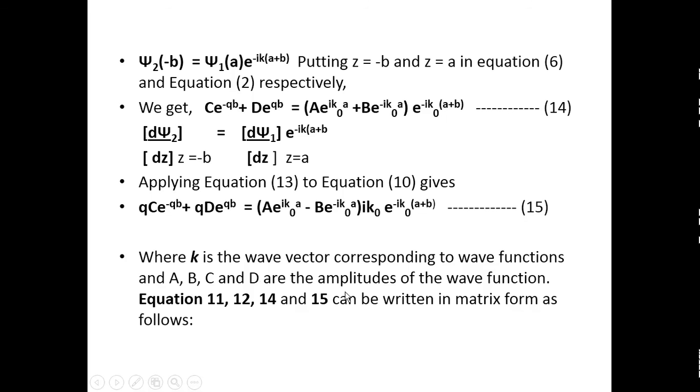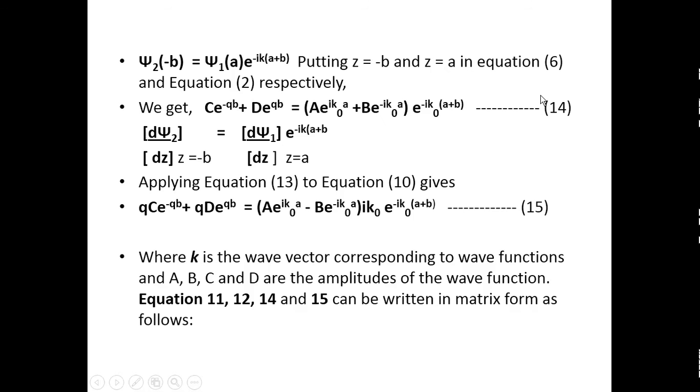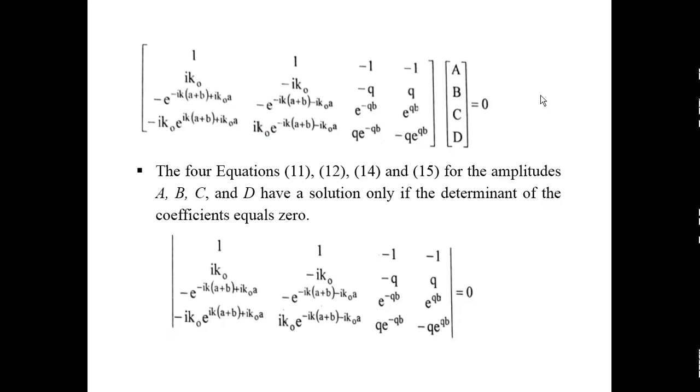So equations 11, 12, 14 and 15 can be written in matrix form like this. So this is the matrix form of the equations. What are those equations? Equations 11, 12, 14 and 15, written in matrix form. In this matrix, the coefficients into A, B, C, D is equal to 0. That will give the 4 equations.